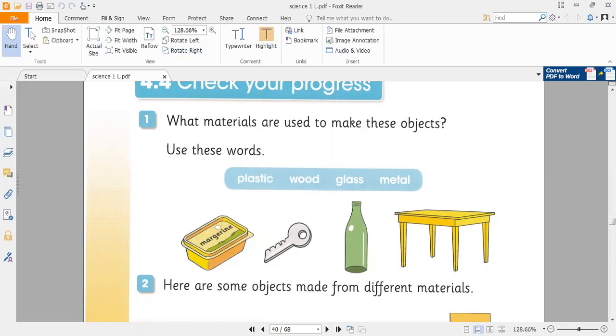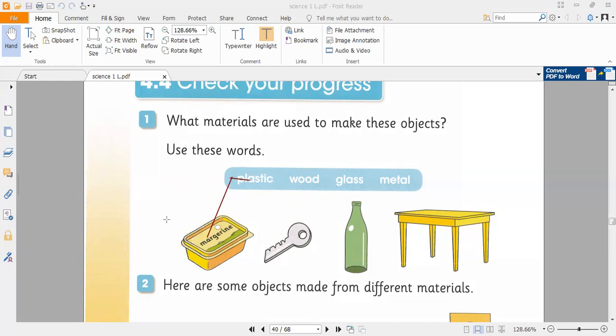So here, what we are going to do is match them with the things that are made of plastic. The margarine box is made of plastic. Say with me, boys, what is the word? Plastic. Wood. Glass. Metal.